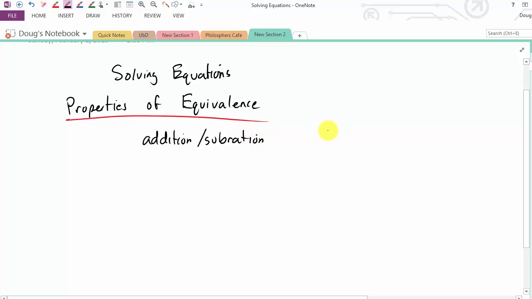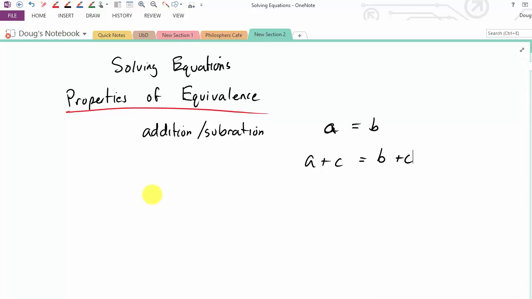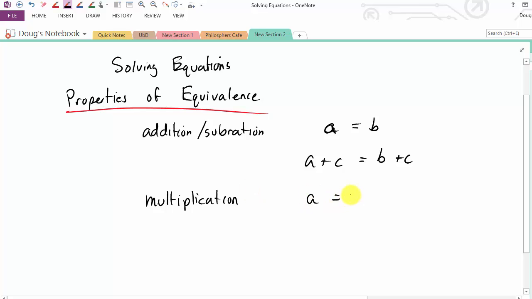That is, if A equals B, then A plus C equals B plus C. So that's the addition and subtraction. The other one is multiplication. If A equals B, then AC equals BC. And basically what we're saying is what we do to one side, we do to the other. That's probably something I'm sure you've heard in math class.